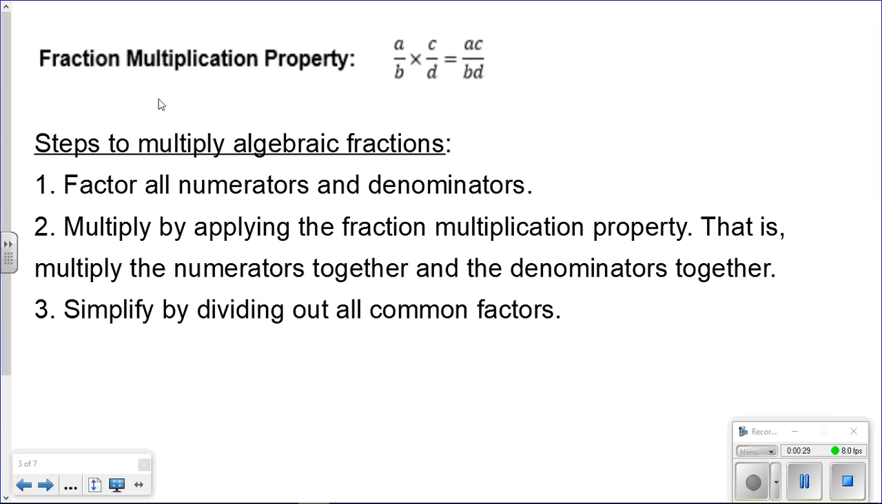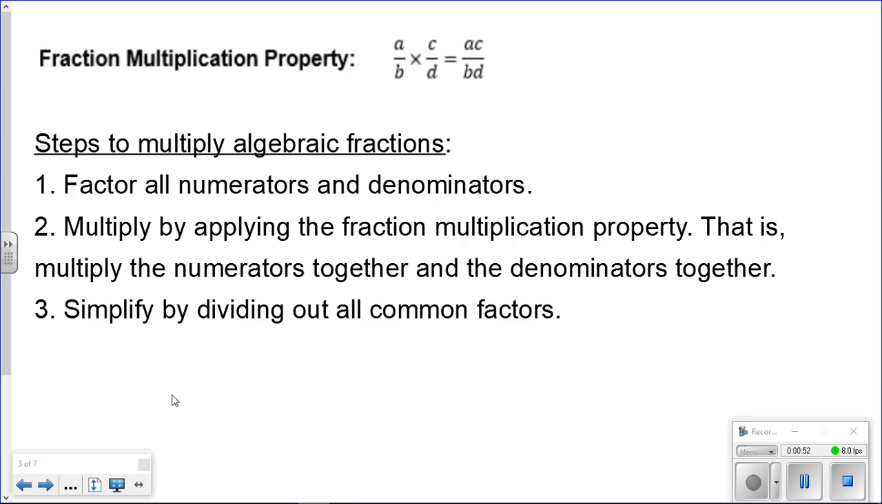All right, so the fraction multiplication property essentially states that if we have two fractions and we're multiplying them, we just multiply straight across. So that's how you multiply fractions. So a over b times c over d is equal to ac, or a times c, over bd, or b times d. All right, so what are our steps for multiplying algebraic fractions?